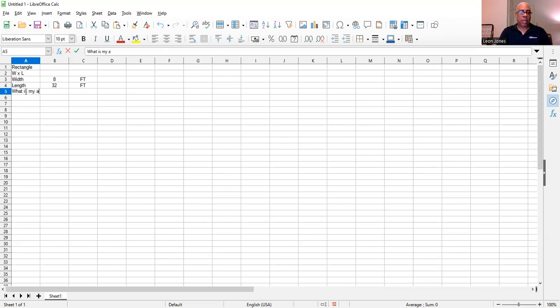What is my area of the rectangle in square yards? Very simple. I already gave you the formula. So in Excel, you're going to go to width times length. Multiply it up. There's your answer: 256 square feet. And that's what you get when you do some basic shapes.